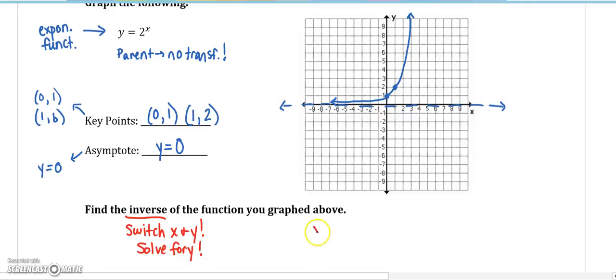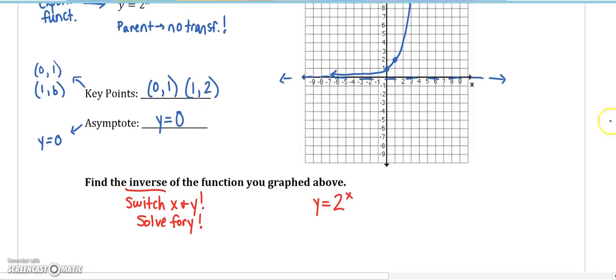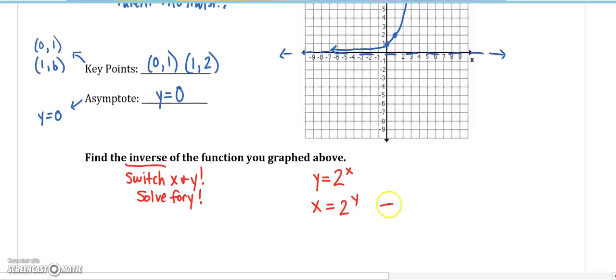So our original equation was y equals 2 to the x. So if I want to find the inverse, I'm going to first switch x and y: x equals 2 to the y, and then I'm going to solve for y. Now, we haven't exactly learned how to solve this equation yet, but we have learned how to rewrite it. So rewriting it is something that will help me solve for y.